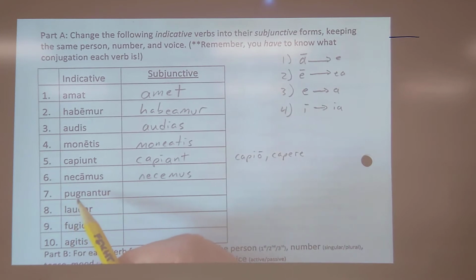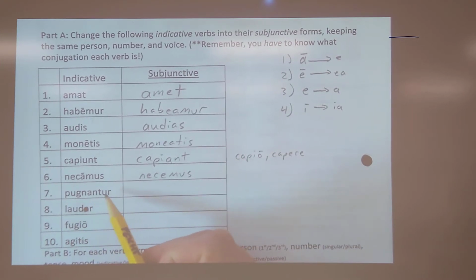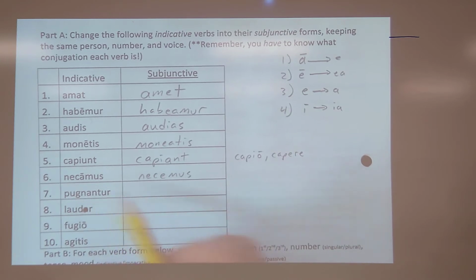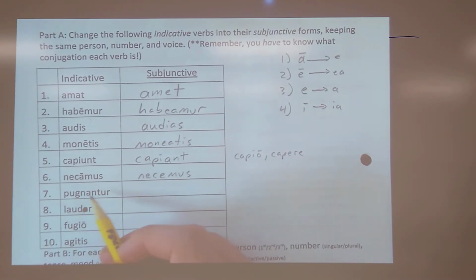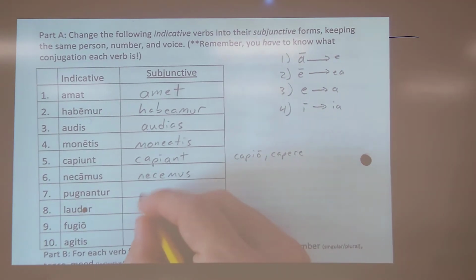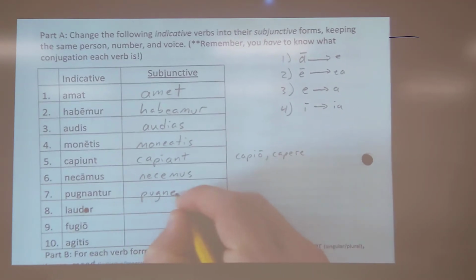Number 7, pugnantur. Again, this one's passive. That doesn't matter. It's still present indicative. We're going to make it present subjunctive. So pugnantur, that A becomes an E. So, pugnentur.